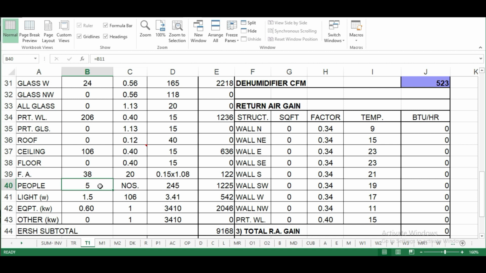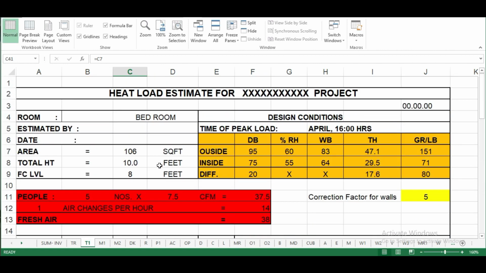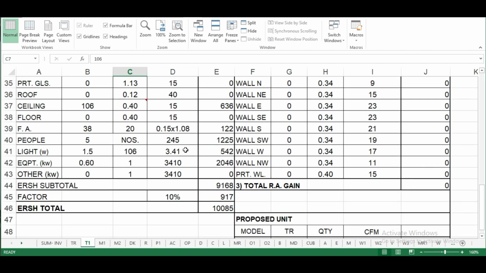Next is lighting load in square feet. We have considered a lighting load of 1.5 per square feet, and here is the 106. As you see over here, C7 is the total square feet of that project. So total lighting load will be 3.41 watt.